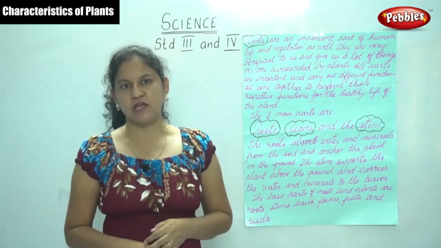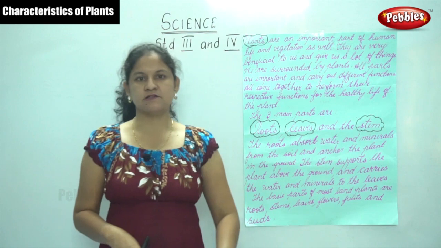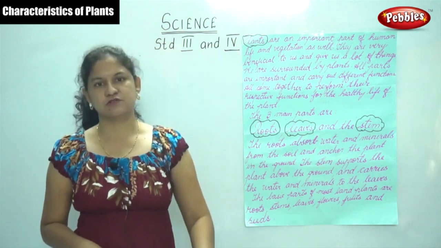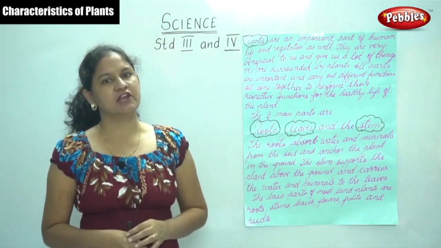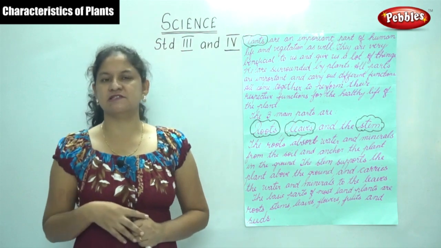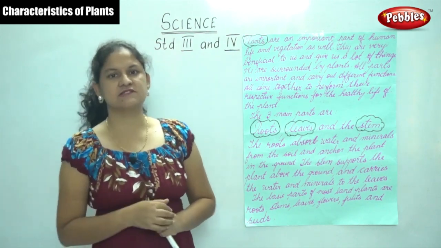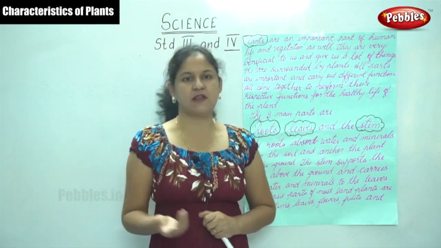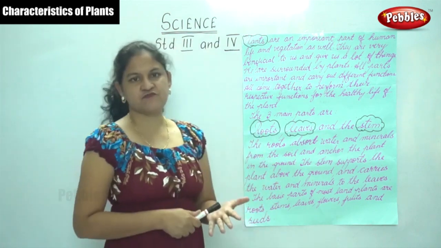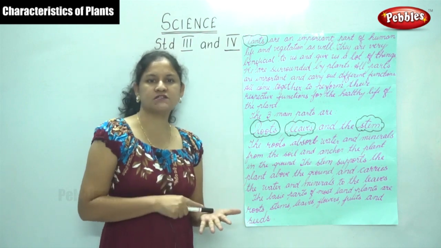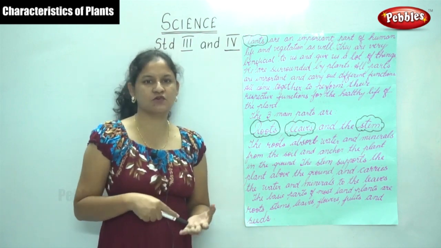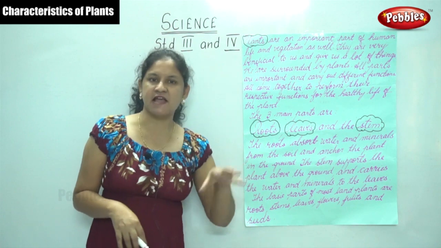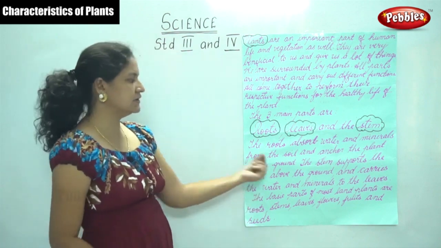In the same way, the roots anchor the plant to the ground so that it cannot be uprooted very easily, or even if there are floods, the water does not carry away the plant. So the first main function is to absorb water and minerals for the healthy growth of the plant, and then it anchors the plant in the ground.